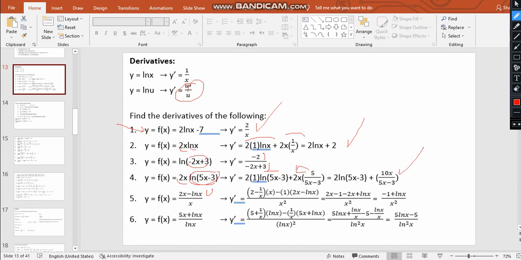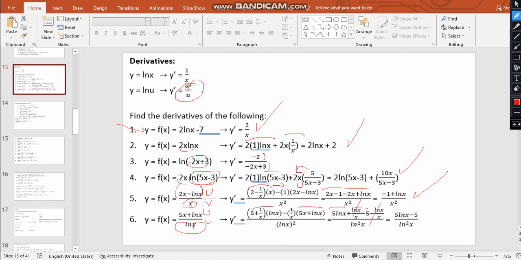This is of the form u over v. Derivative of u is u prime. So 2x minus 1 over x times x, minus the derivative of x, which is 1, times u. So if you expand, 2x minus 1 minus 2x plus ln x, you're going to get this one. Here it's of the form u over v, so 5 plus 1 over x times ln x. The derivative of ln x is 1 over x times the numerator. So 5 ln x plus ln x over x minus 5 minus ln x over x. Cancel these two, you have this one.